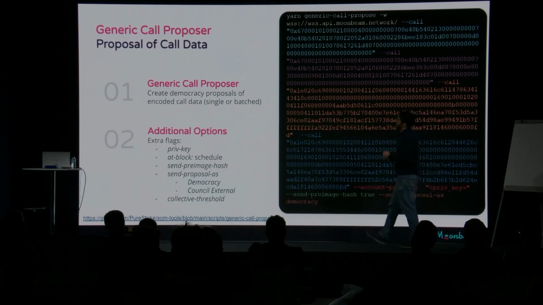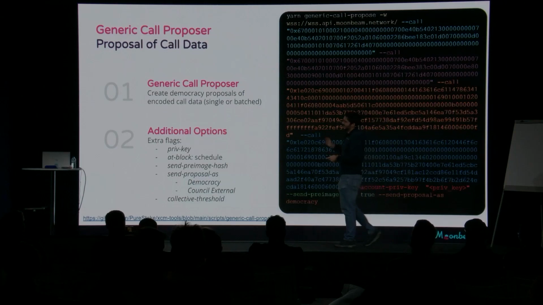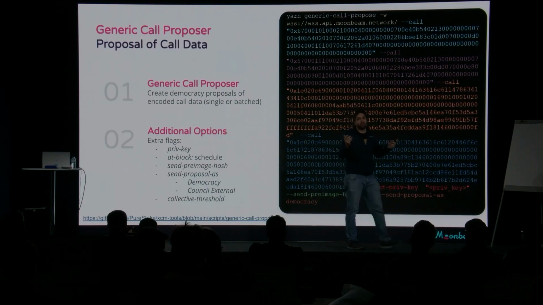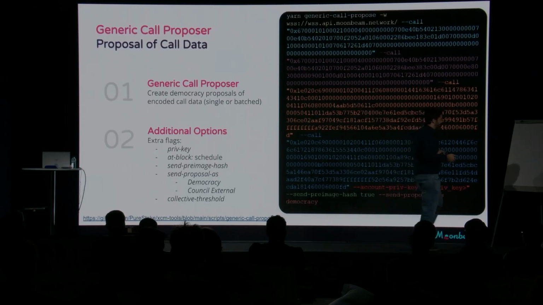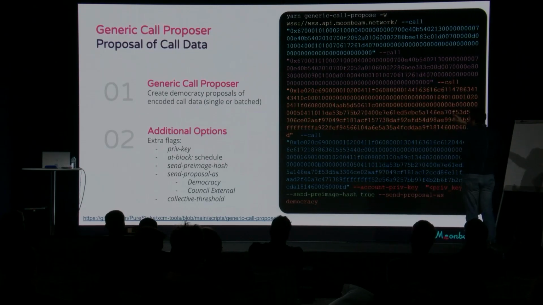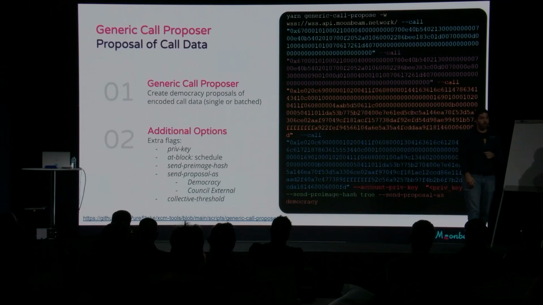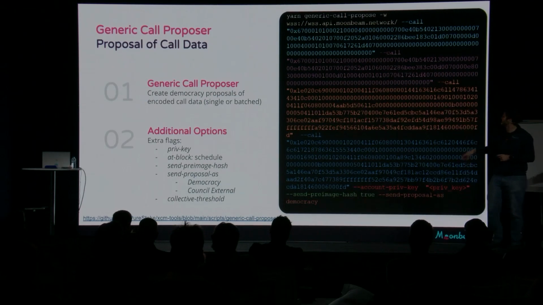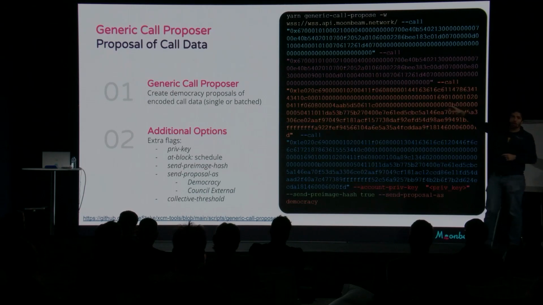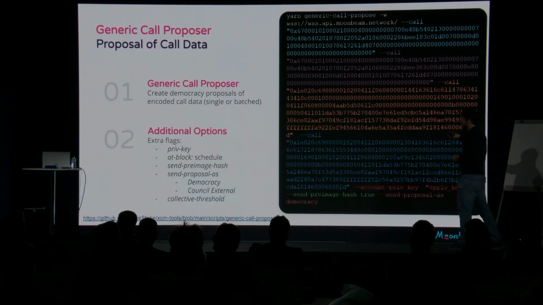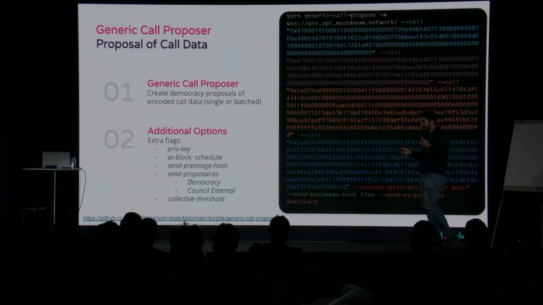The second tool is the generic call proposer. Like I said, this is not really XCM specific, but we use it, and I think we just keep it there. It's very nifty because what you can do is run generic call propose with the WebSocket endpoint of the parachain or chain that you want to use it with. You can use it with the relay chain as well. And then you just provide the encoded call data of the different things that you want to batch in a single democracy proposal. In this particular case, this is when we interacted to accept the channel with Acala.